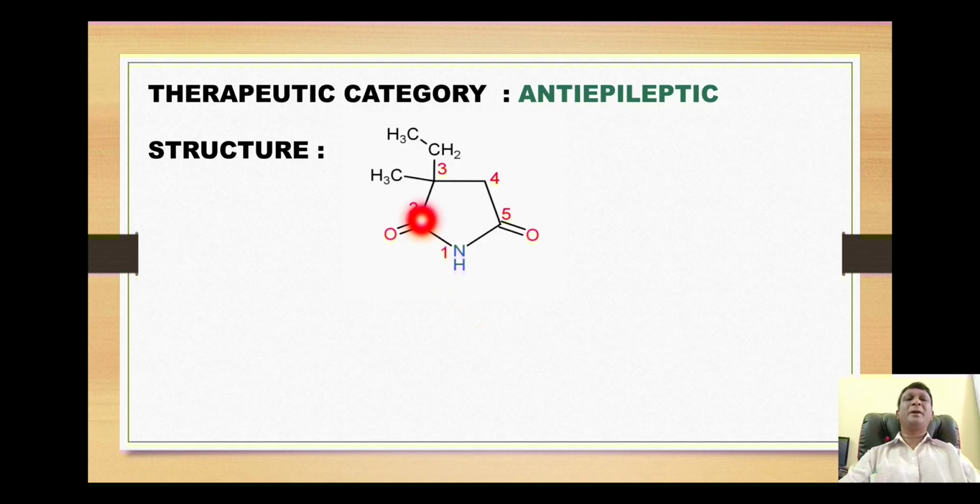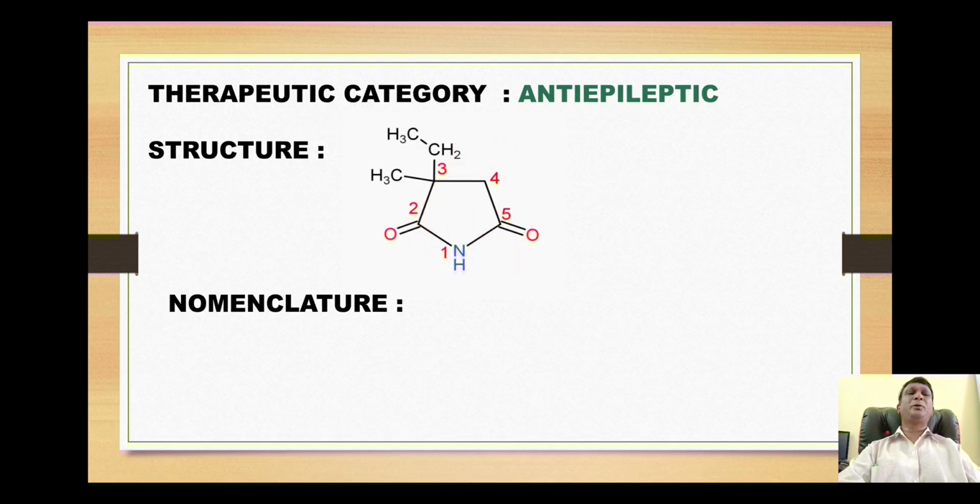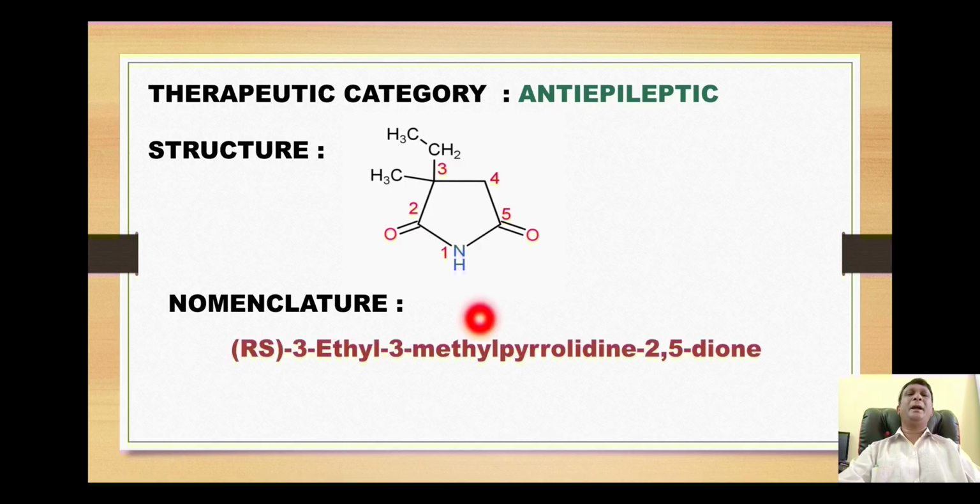This will make up this heterocycle ring pyrrolidine, which consists of 2 oxo groups at position number 2 and at position number 5. The numbering obviously starts with nitrogen. So this is number 1, 2, 3, 4 and this will be number 5. So according to this, our basic nucleus will be pyrrolidine-2,5-dione, which is substituted at position number 3 by an ethyl group and at position number 3 once again by a methyl group.